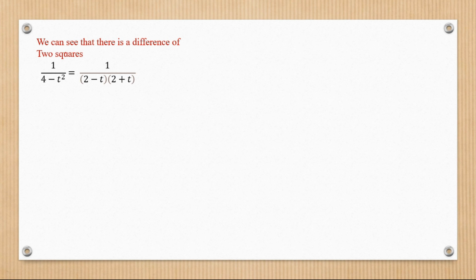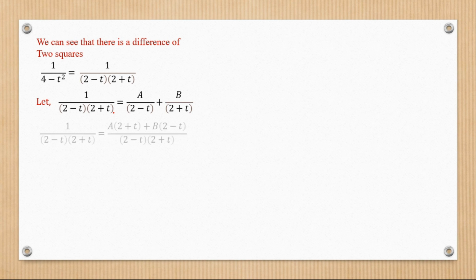So now these are clearly linear factors. So these have to be expressed as partial fractions. So we're going to let 1 over 2 minus t times 2 plus t be equal to a over 2 minus t plus b over 2 plus t. So this is what we end up having when you find the LCM. So the denominators cancel, and we're left with 1 being equal to a into 2 plus t plus b into 2 minus t.